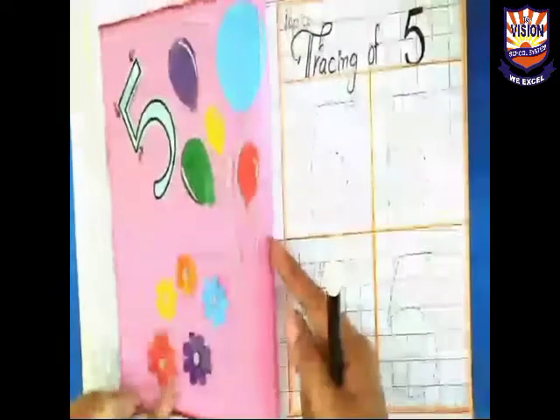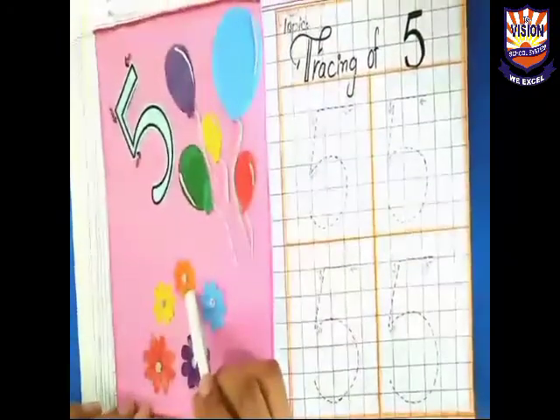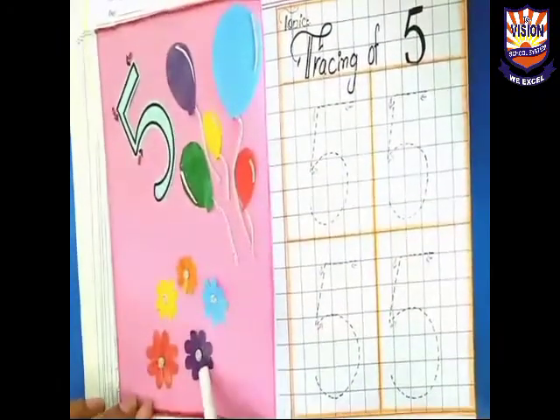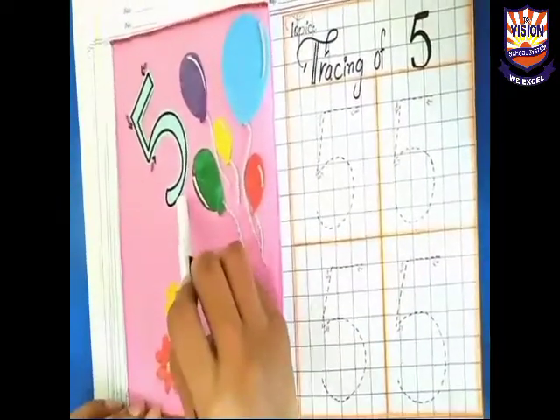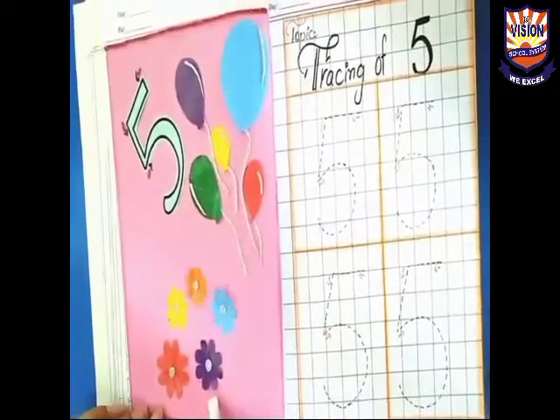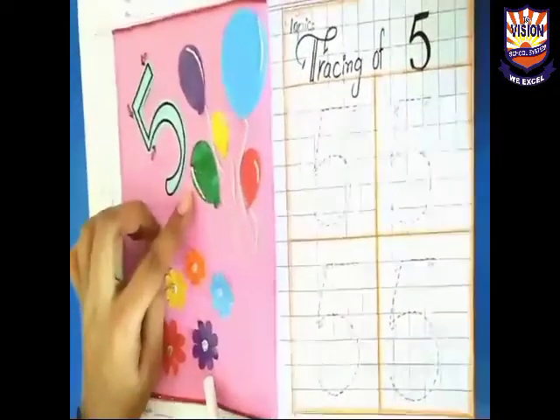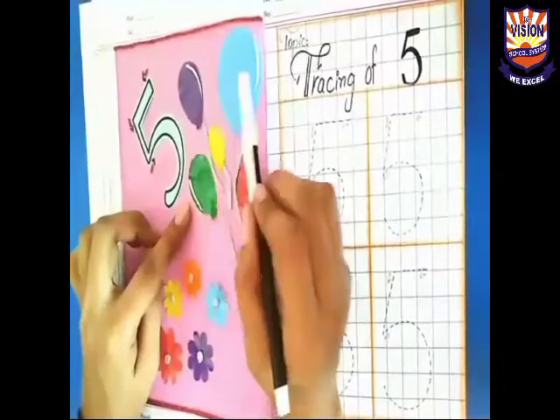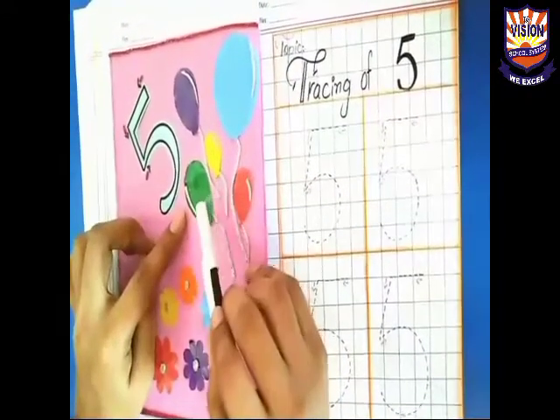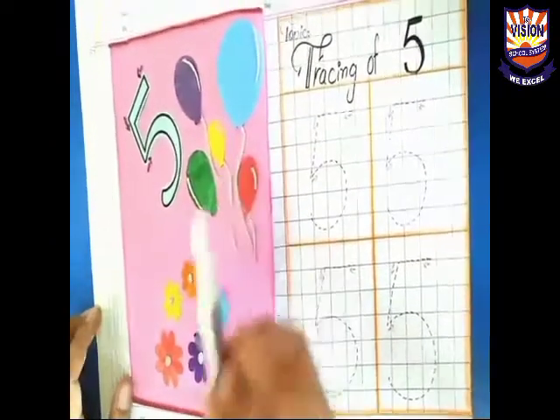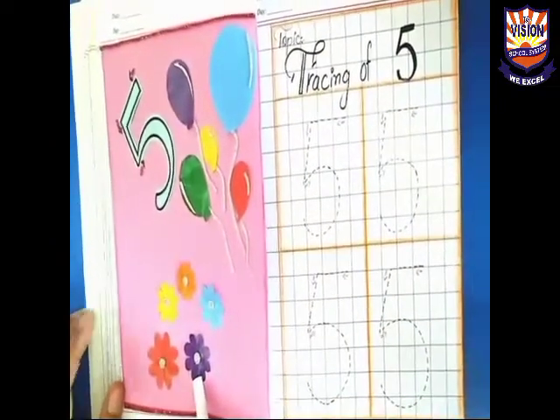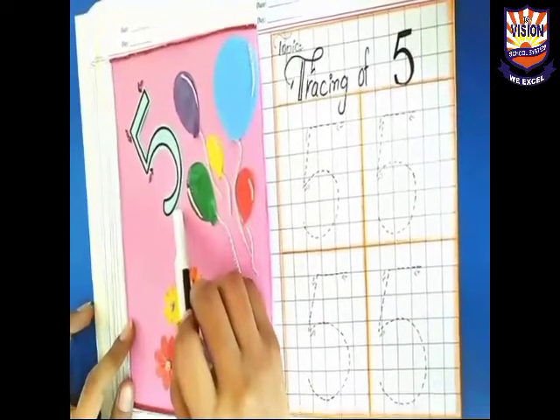Here are some objects. Let's start the counting from the flowers. 1, 2, 3, 4, 5. 5 flowers are here. This is number 5 and 5 flowers are here. Let's start counting of balloons. 1, 2, 3, 4, 5. 5 balloons are here and also 5 flowers are here, and here is a number 5.